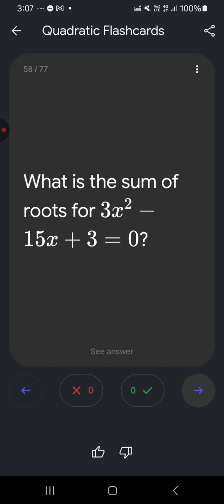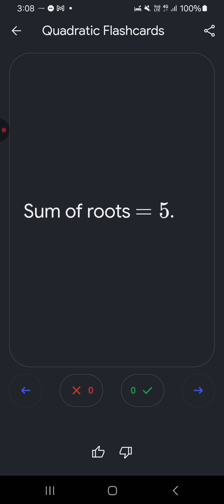What is the sum of roots for 3x square minus 15x plus 3 is equal to 0? Sum of roots is equal to 5.